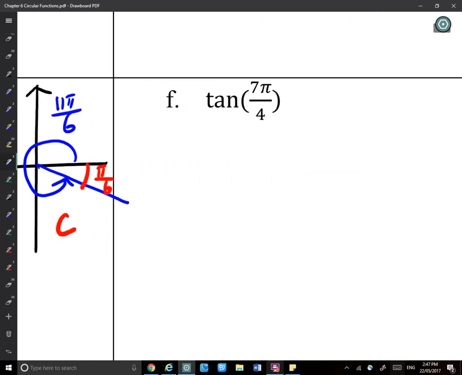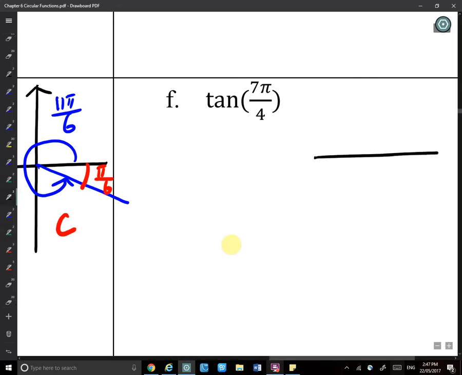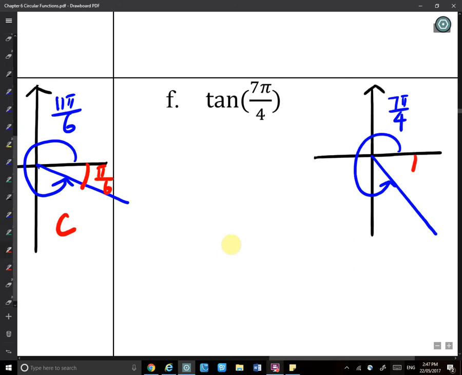The last one is 7 pi over 4. 8 pi over 4 is 2 pi, therefore 7 pi over 4 will be somewhere here. So this one is 7 pi over 4, and the reference angle will be pi over 4 here.